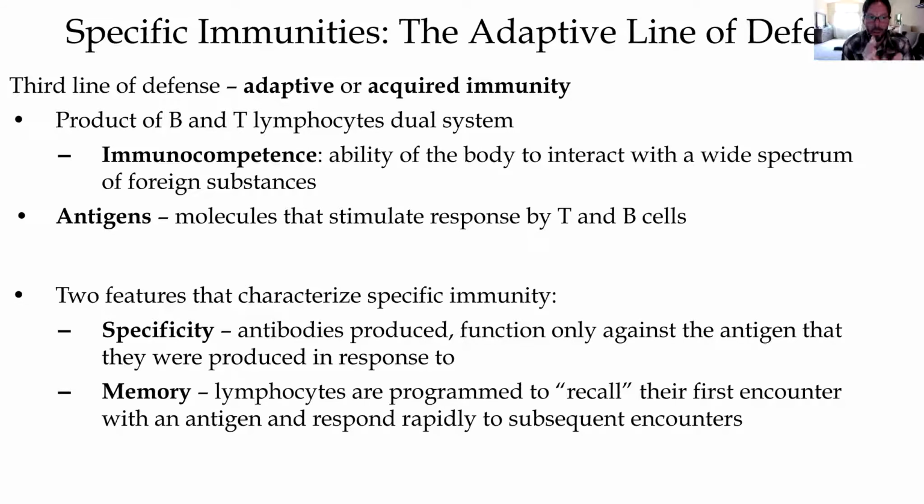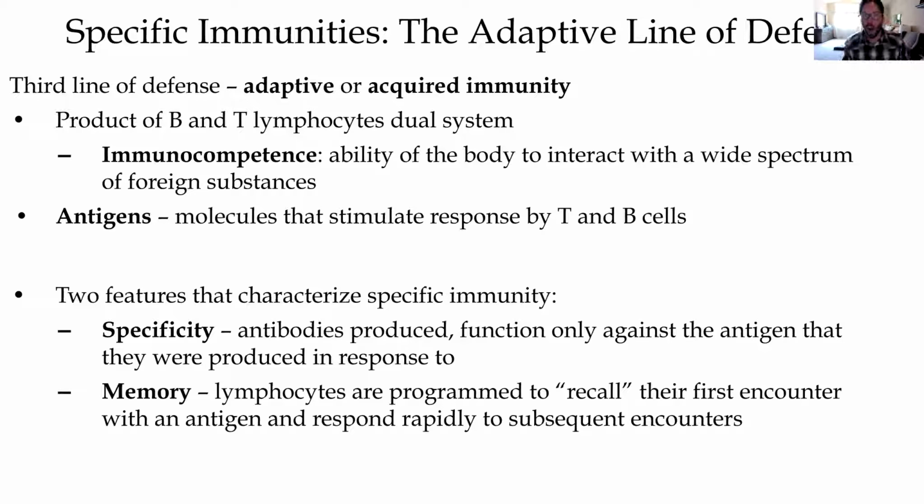So that brings us to the third line of defense. We've discussed the first line, like skin, tears, crying. We've talked about the second line, the monocytes and things like that. And now we're going to talk about the third line, adaptive/acquired immunity, the B cells, the T cells.